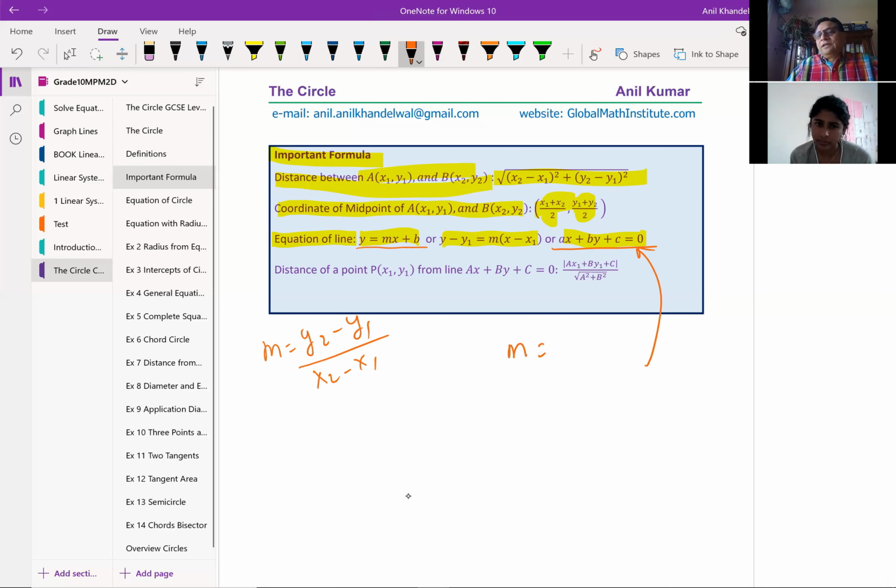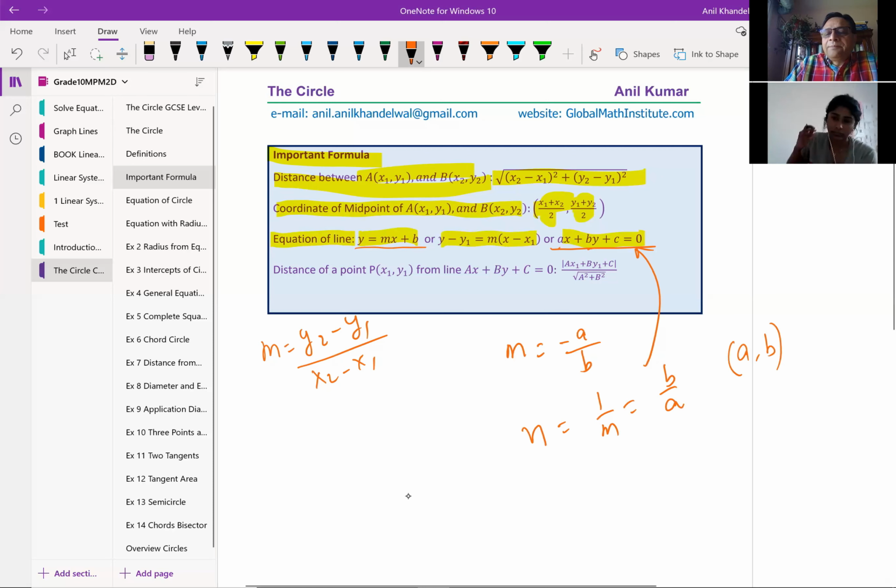To get the slope, you have to rearrange, right? So when you rearrange, you get minus a over b as the slope. But this equation normally is used to find the normal. So normal is reciprocal of slope, 1 over m, and that is b over a. So b is the coefficient of y, and a is the coefficient of x, right? When we do vectors later, we'll just write this as (a, b), right? So b over a, that will be a normal, or we can also say (a, b), right? So that is the normal.